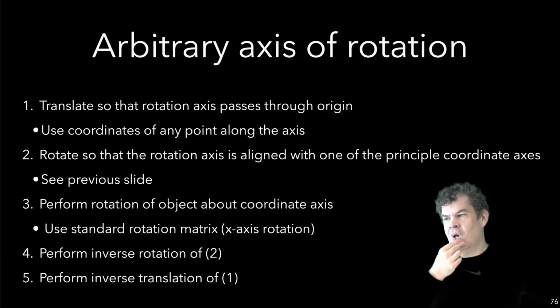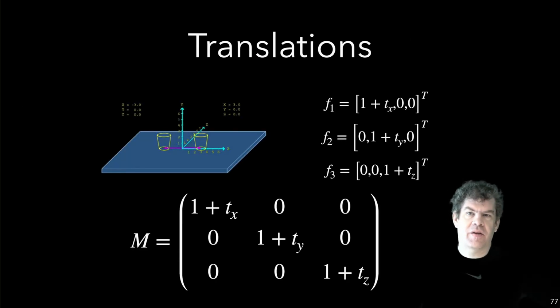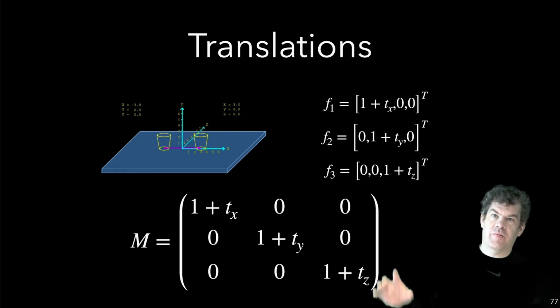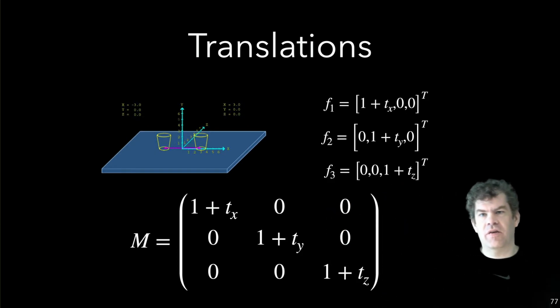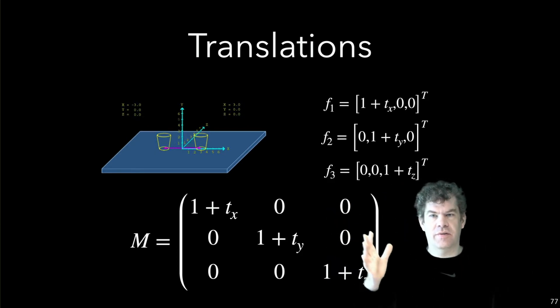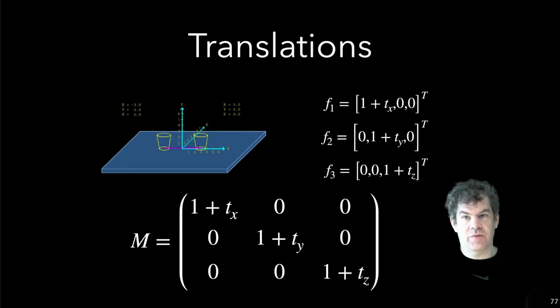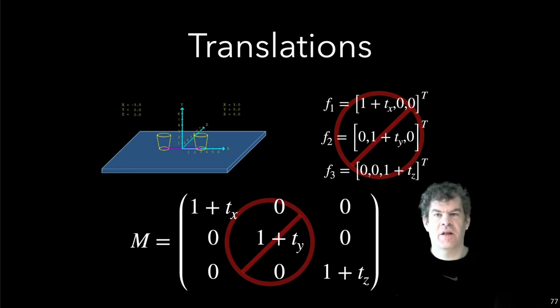So I think it's time to talk about translations. Okay, so how do we do translations? I want to shift everything. So why not just throw in our translation by x, y, and z in here? Well, it turns out that doesn't work. So this slide is incorrect.